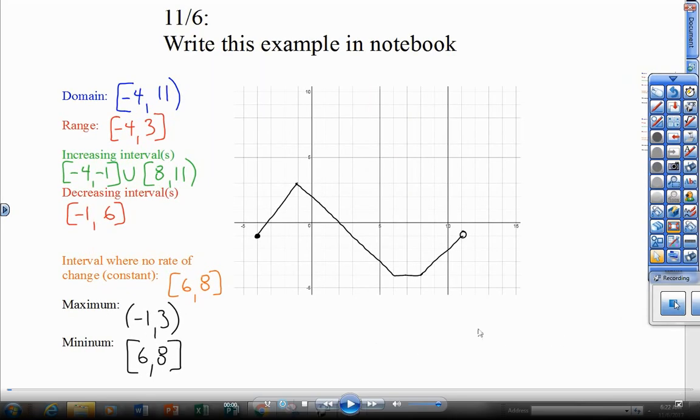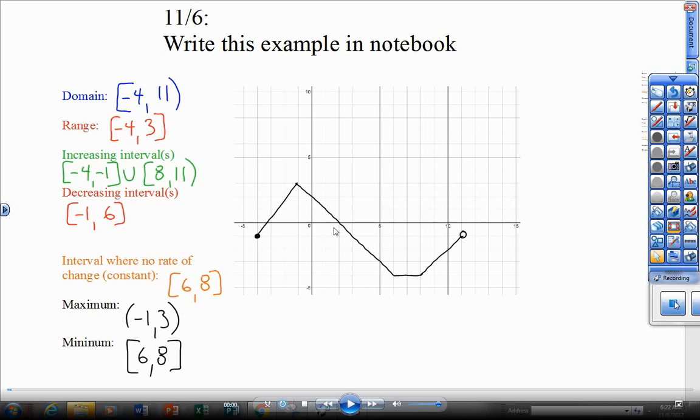Okay, I'm going to have you start by writing this problem and example in your notebook. The only thing I'm going to help you with is what these coordinates are. So if you're looking at your graph here, this is the point -4, -1. This is -1, 3. This point right here is 6, -4. 6, 7, 8, -4 right here. And then this open circle is on 11, -1.